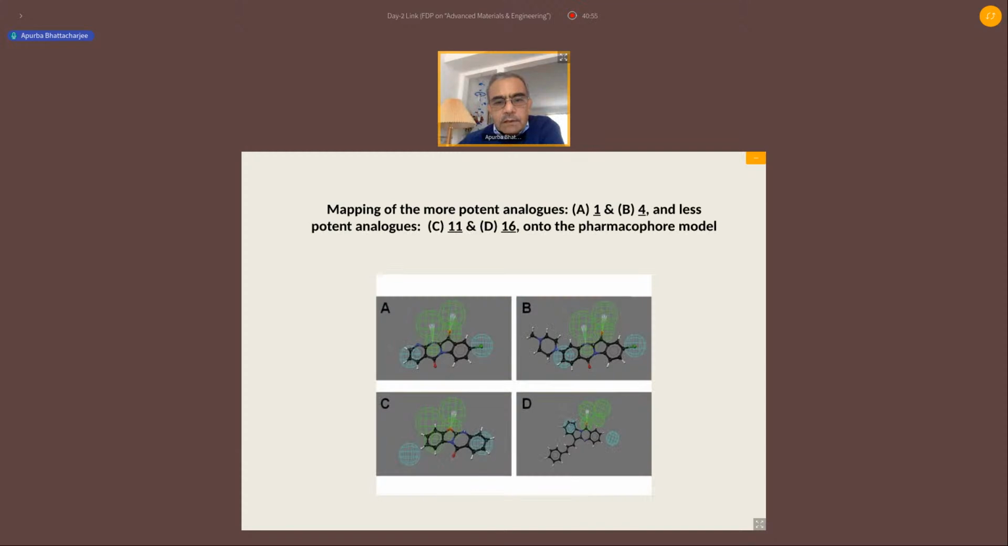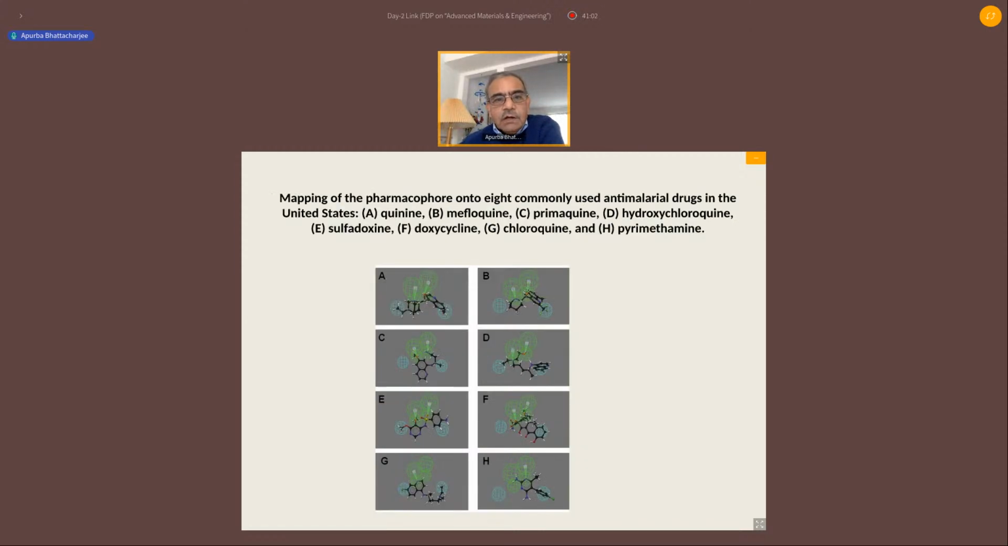Yeah, this model was validated against the tryptanthanes. This is the structure. It was also validated by mapping on various other known antimalarials like quinine, mefloquine, primaquine, chloroquine, hydroxychloroquine, and many other compounds. Some of them map very well, some of them don't. So we know that their mechanism of action will be different from the one where tryptanthane works.